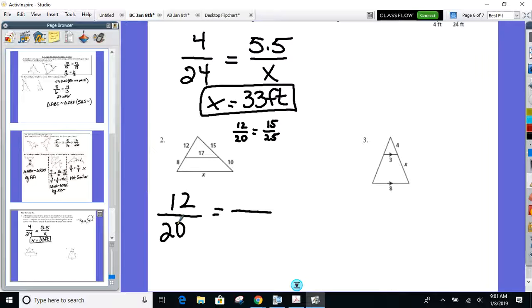X, is it in the large triangle or the smaller one? So that's going to go down here with the 20. And what's the X correspond with in the smaller triangle? There it is right here. Everyone all right with that ratio? Not the only way you could write it, but one of the ways. And you will get a repeating decimal here. It happens from time to time.